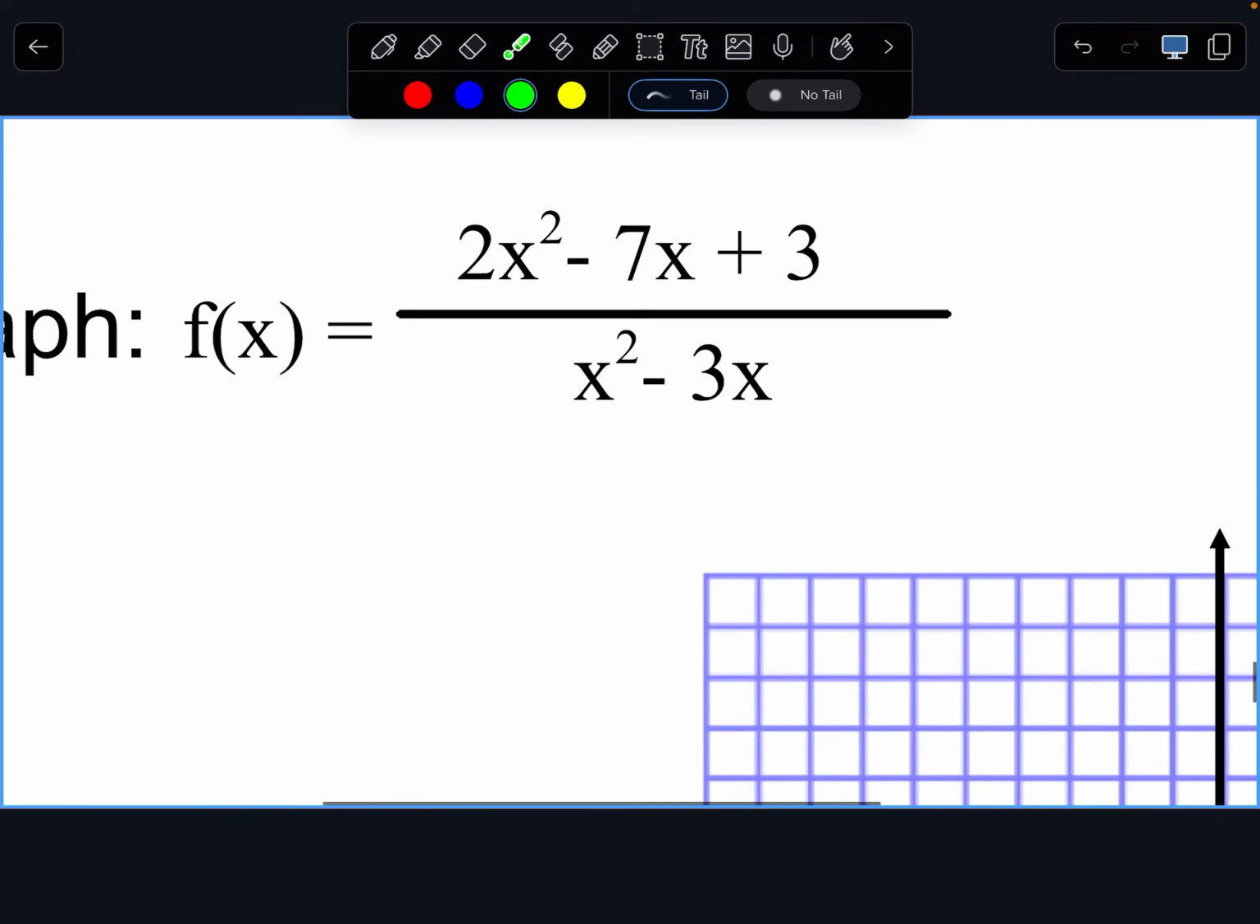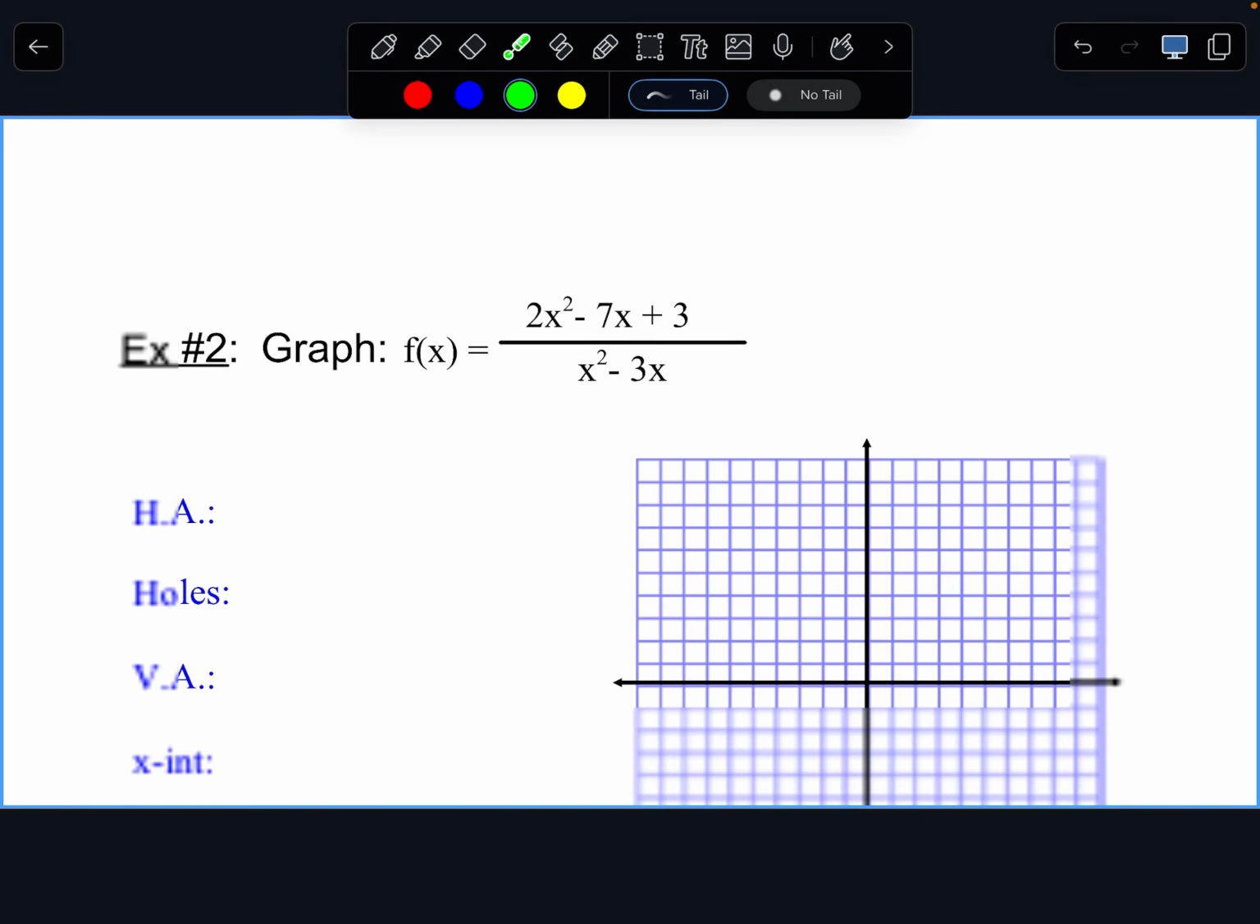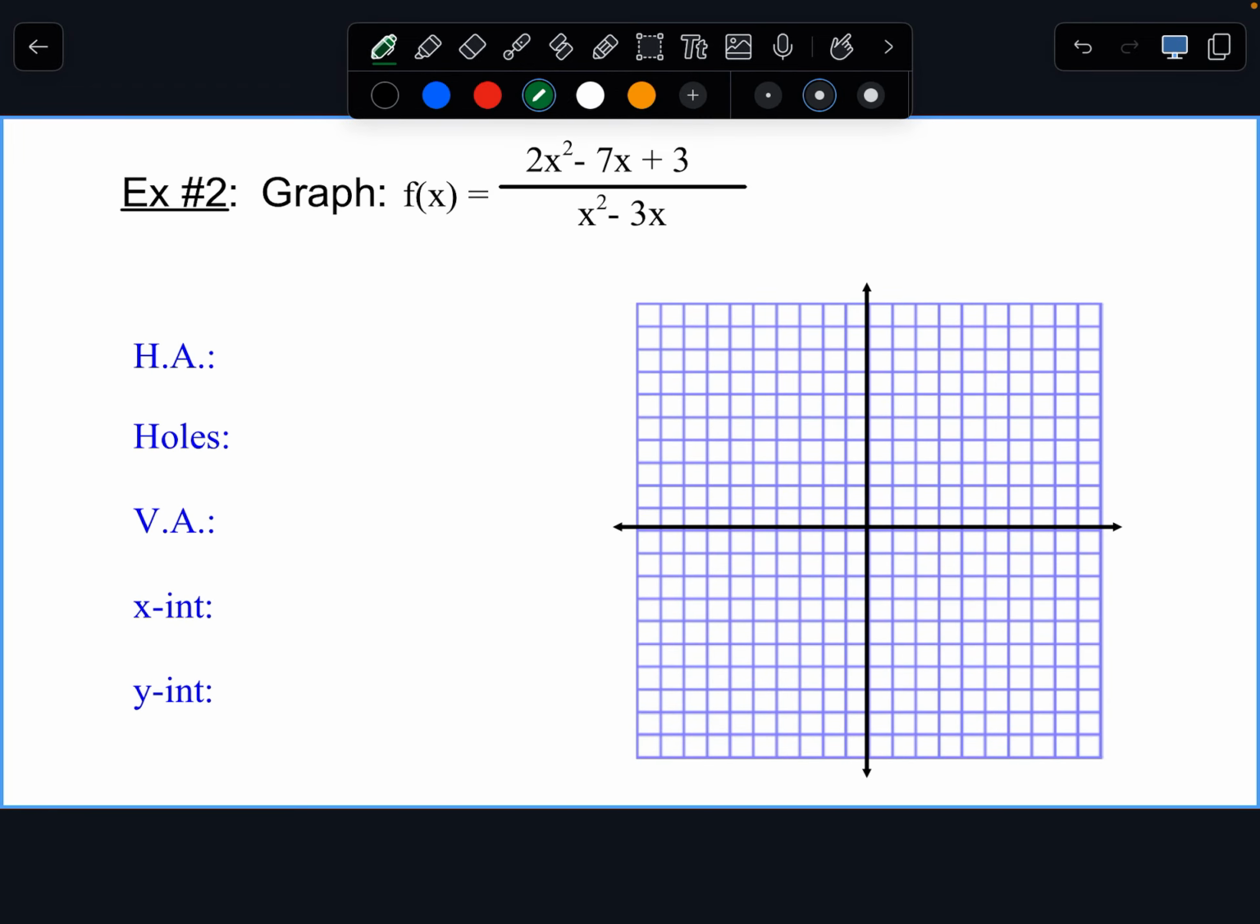First question. Horizontal asymptote. Let's start there. Top heavy, bottom heavy, or tie? Tie, which means y equals, in this case, 2. You are looking right here. You're looking at the highest degree terms. And therefore, because it's a tie, you use the coefficients. 2, and technically there's a 1 over there. Okay? So your first thing you're writing down, horizontal asymptote at y equals 2.